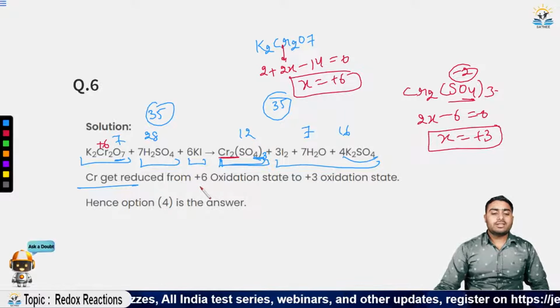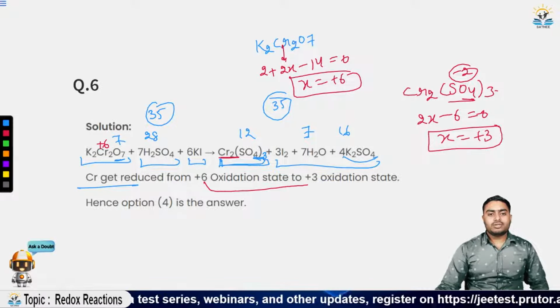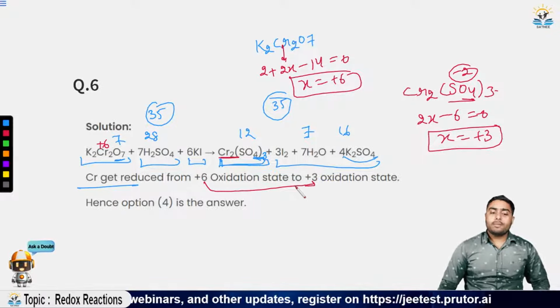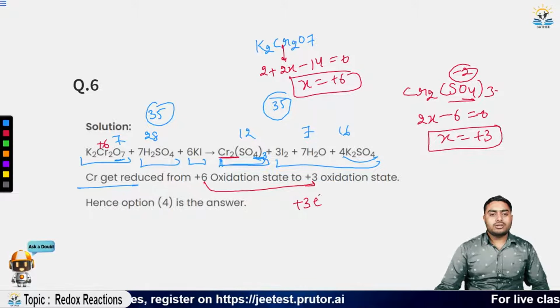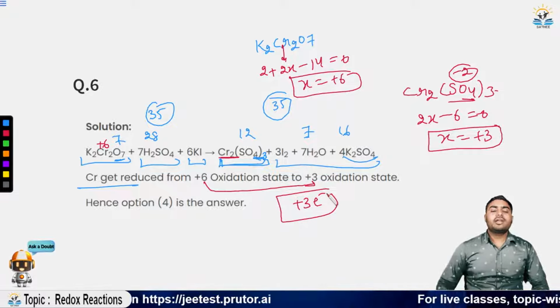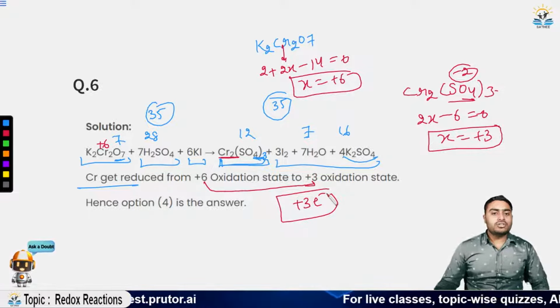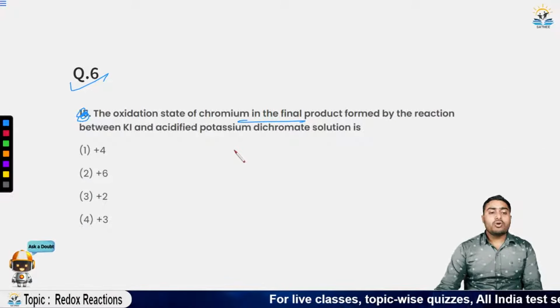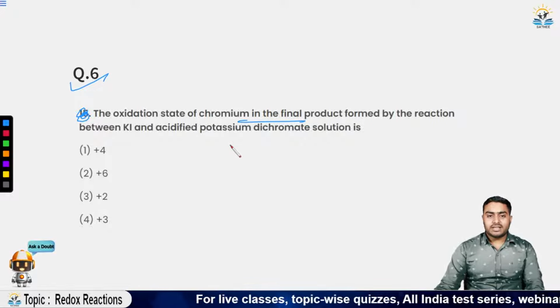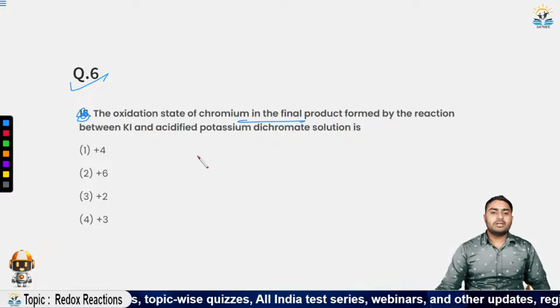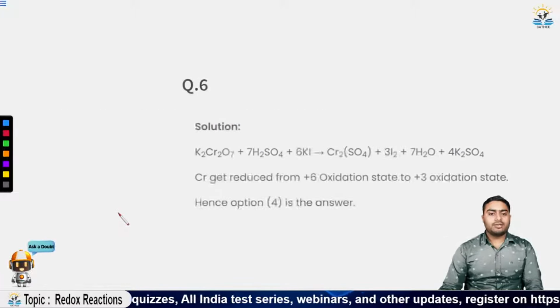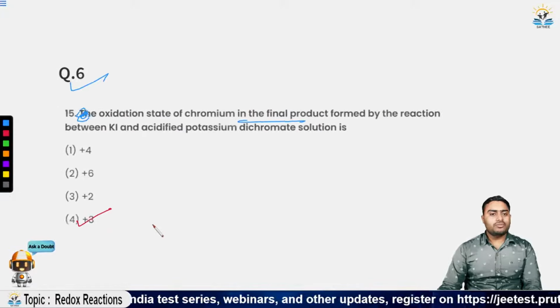So it is undergoing a change from +6 to +3, which means 3 electrons are added here, because it is acting as an oxidizing agent. So the oxidation state of chromium in the final product will be +3. So option 4 is the correct answer.